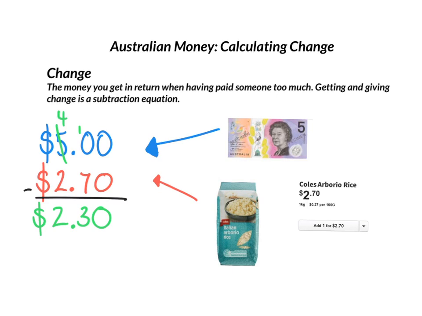In our next example, I've gone up to the shopkeeper again and I've gone to pay for my rice. I've given the shopkeeper $5, but the rice costs $2.70. So in return, I get $2.30 and my rice.